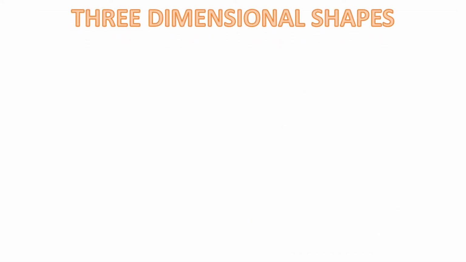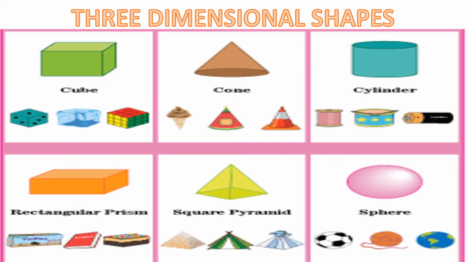Here are 3-dimensional shapes. Every day we are using 3-dimensional shapes in our life. First cube, cone, cylinder, rectangular prism, square pyramid and then sphere. These are the 3-dimensional shapes we use in our day-to-day life.